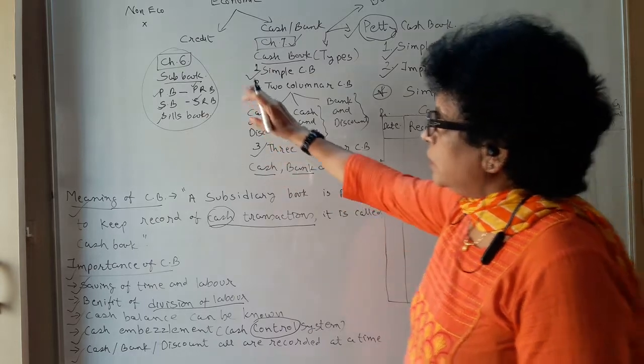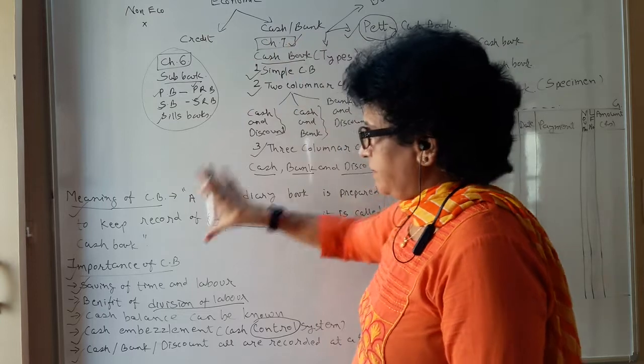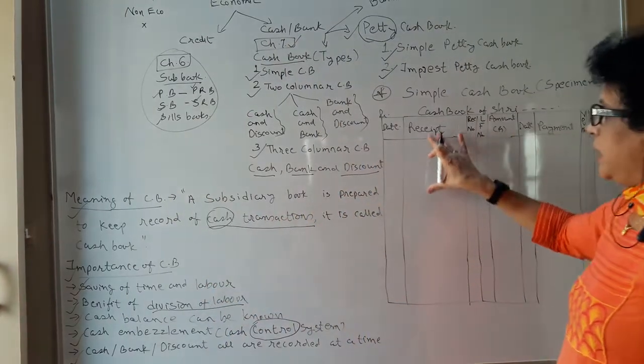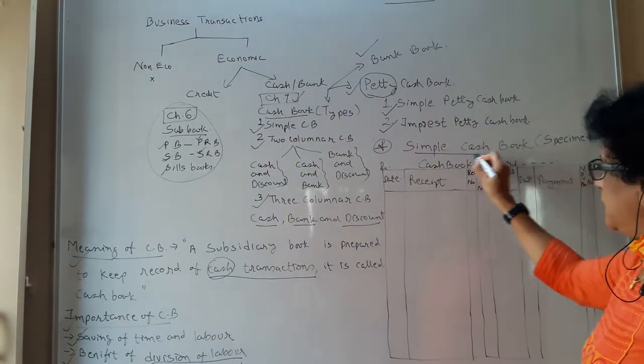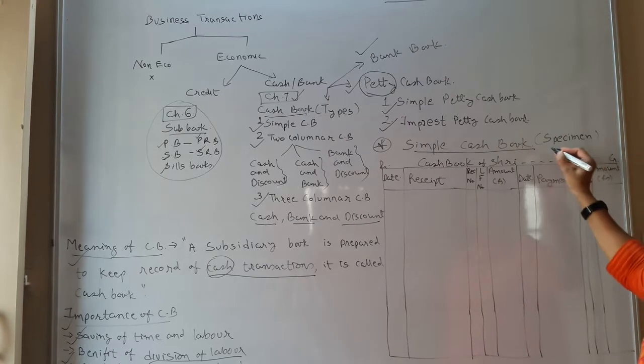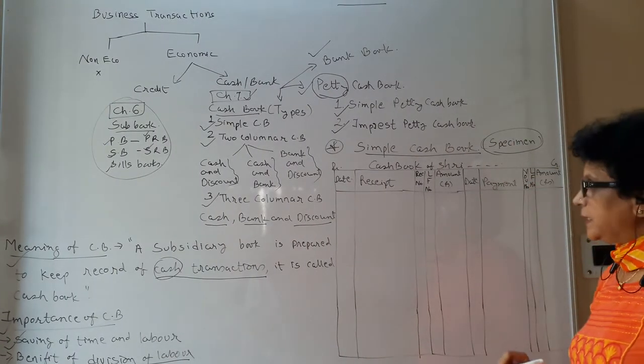So this is all about our cash book chapter, chapter number 7: the meaning of cash book and the importance of cash book. Now let us understand the simple cash book. What sort of specimen do you have? How do you make the pro forma of the simple cash book?